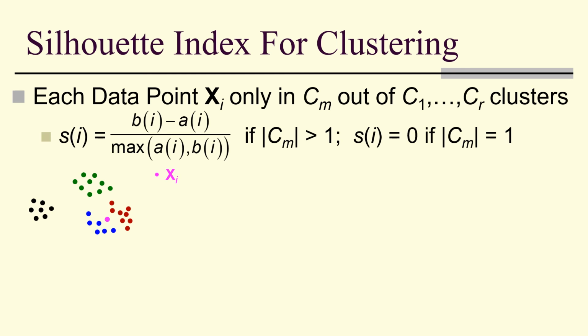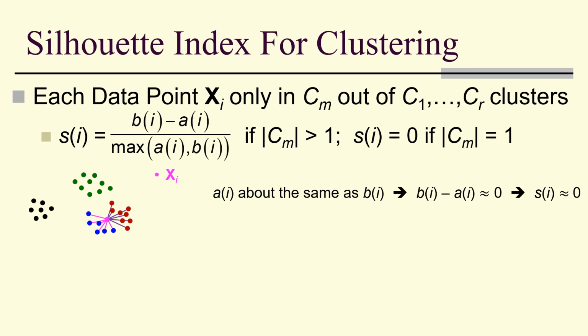Let's suppose now we had this point, x sub i, which is in this blue cluster. In this case, a sub i, the distances to other points in the cluster, is about the same as b sub i, which is the distances from that point to points in the nearest other cluster. So that means that b sub i minus a sub i is approximately 0, and the silhouette index is approximately 0.